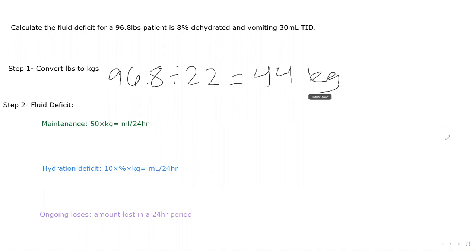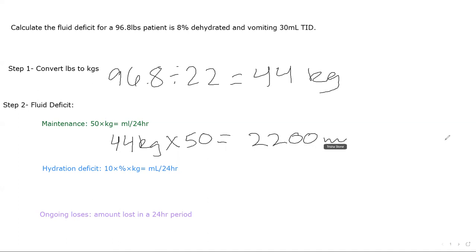The fluid deficit is going to include three things. It's going to include maintenance, hydration deficit, and ongoing losses. Maintenance is typically a range between 40 and 60 mils per kg for every 24 hours for a dog. So we are going to take our 44 kilograms and times it by 50, and that equals 2,200 mils in 24 hours.